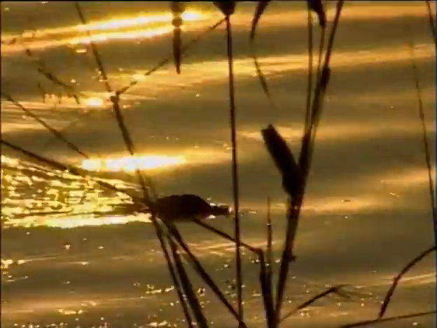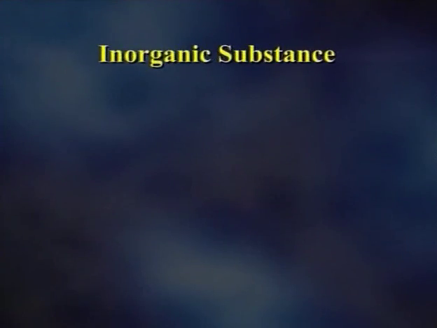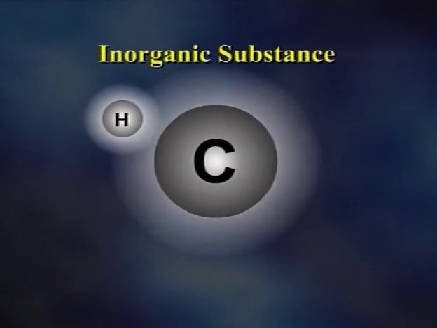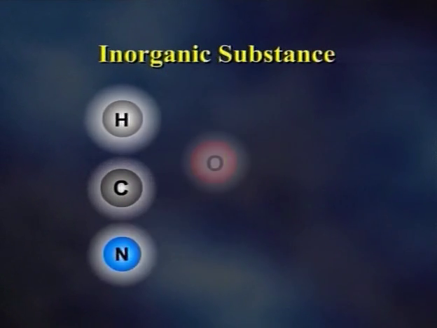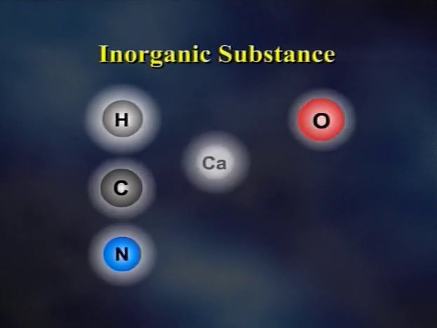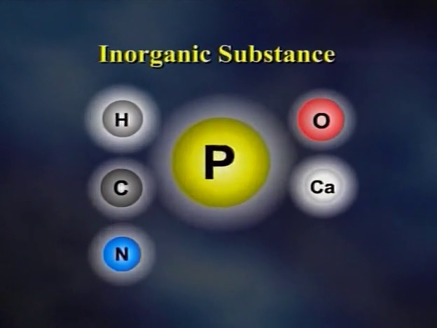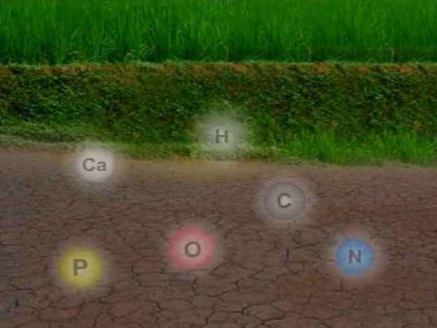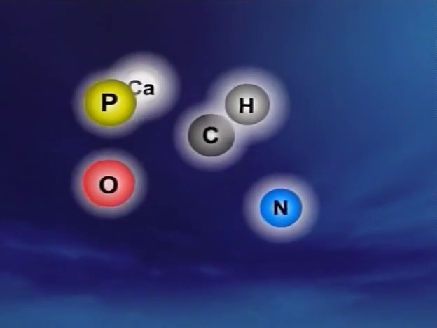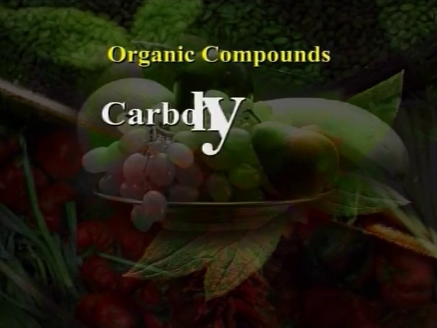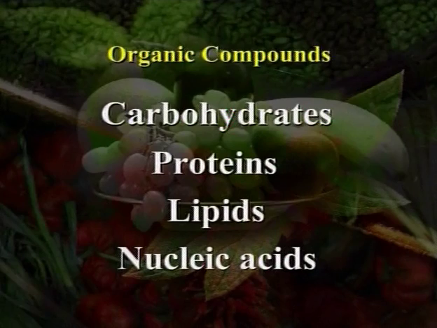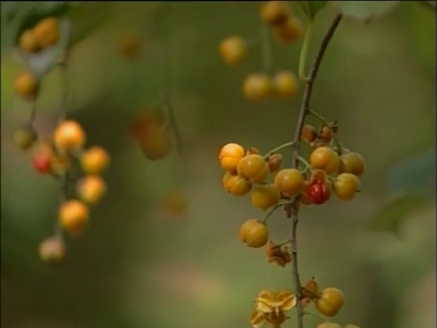The abiotic or the non-living components of an ecosystem include the physico-chemical factors of the environment, inorganic substances, for example, hydrogen, carbon, nitrogen, oxygen, calcium, and phosphorus. These occur either in the form of compounds dissolved in water, in the soil, or in free state in air. Organic compounds, for example, carbohydrates, proteins, lipids, and nucleic acids. These are present in living organisms and dead organic matter.